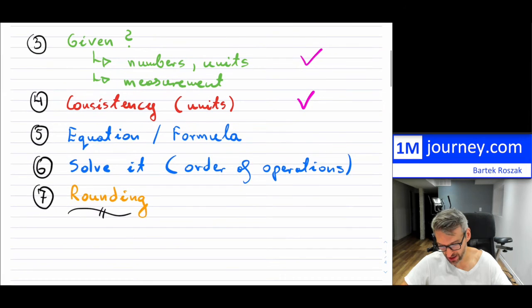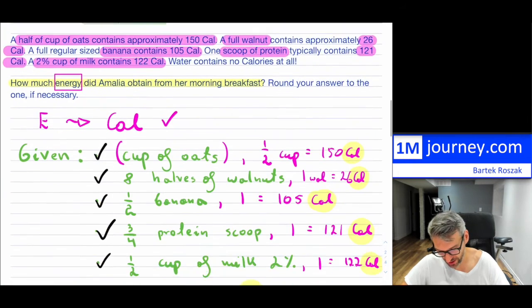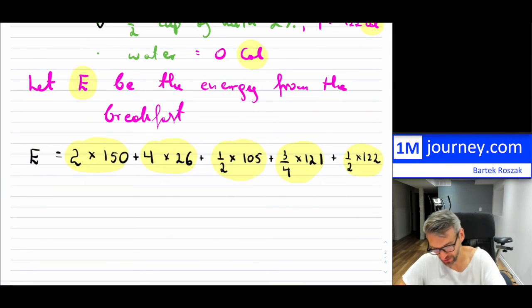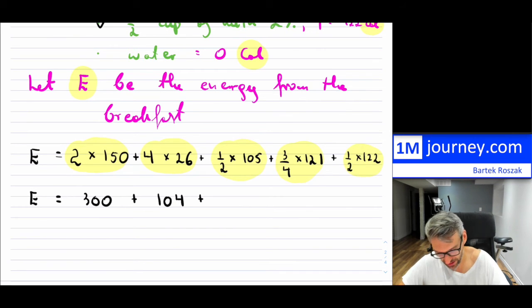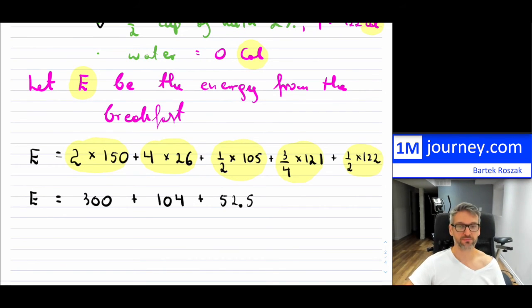Now, notice here we created our equation, or a little formula, for the energy we'll take in. Now we're going to solve it. So use the order of operations to solve this entire thing. So my energy is equal to 2 times 150, so that's 300 calories, plus 4 times 26, so that's 104 calories, plus a half of 105, so that's going to be 52.5. You can check that if you like. Plus 3/4 of 121.